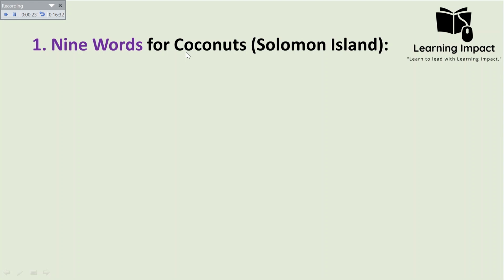Remember that in the English language, we don't have 9 words for it, nor in Urdu, nor in Hindi. So the people of the Solomon Islands speak a language that has 9 words for coconut, and it is considered one of the highly valued commodities there. These 9 words are actually used to refer to the different stages of coconut growth.